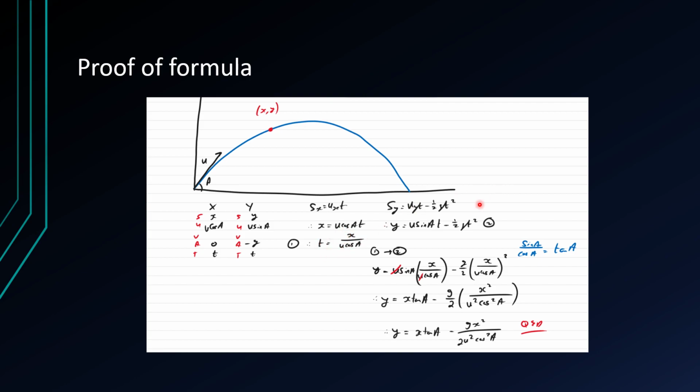Now putting this into the y equation, which is u sine a t minus 1/2 g t squared, these u's cancel, so we get y is u sine a times x over u cos a minus g over 2 times x over u cos a, squared. So what we end up with is y is x tan a, from our identity before, minus g over 2 times x squared over u squared cos squared a, which fully simplifies down to y equals x tan a minus g x squared over 2u squared cos squared alpha.